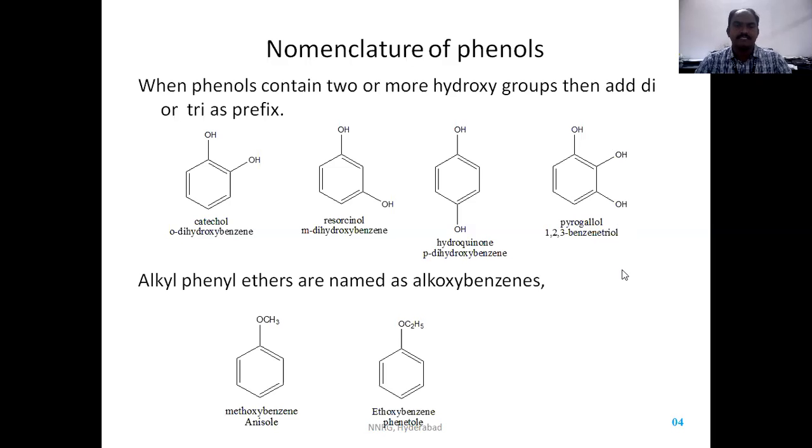Alkyl phenyl ethers are also called alkoxybenzenes. So in this molecule, the methoxy is acting as a substituent. A methoxy group with benzene we call methoxybenzene, commonly called anisole. Ethoxybenzene we call phenetole.